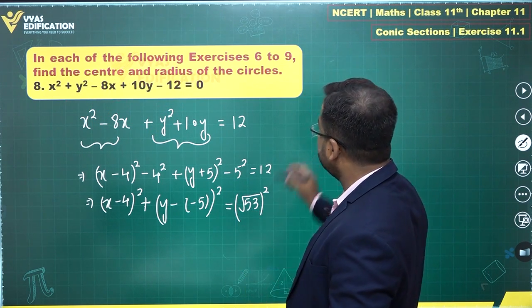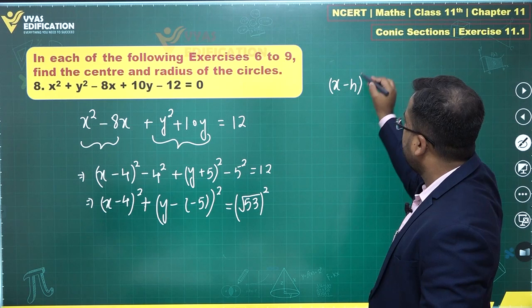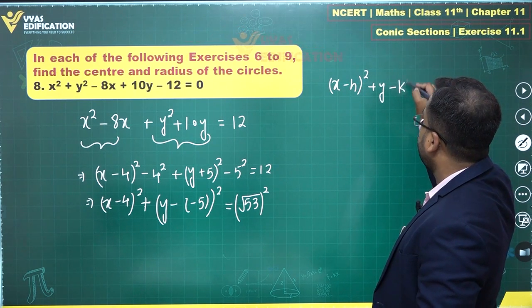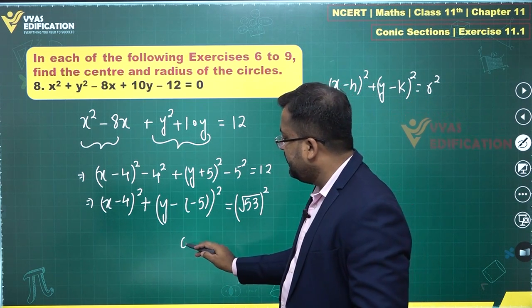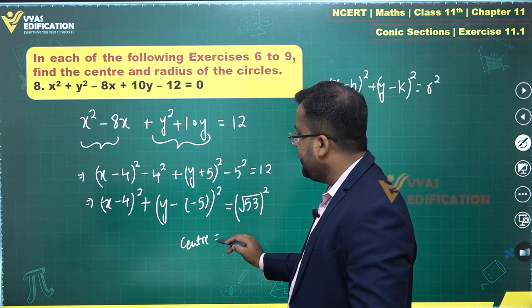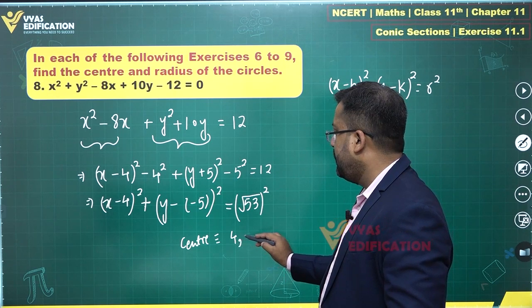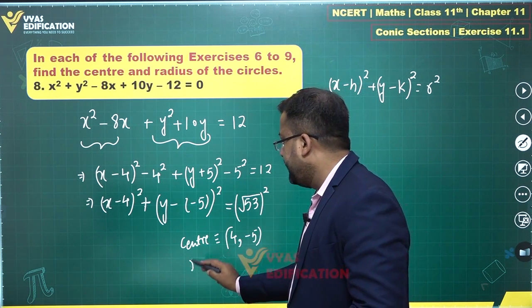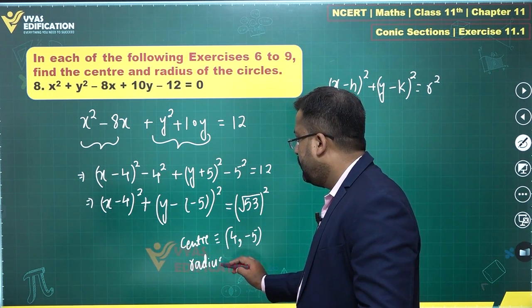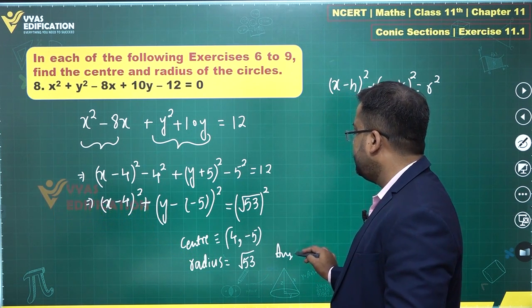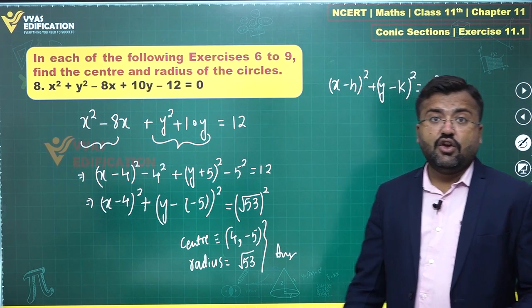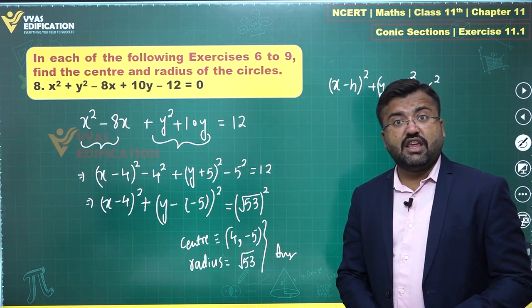On comparing this with the equation (x minus h) squared plus (y minus k) squared is equal to r square, what do you get? The center, which is (h, k), will be (4, minus 5). Radius, which is on the right hand side, will be root 53. That's my answer for this question, as you can see over here, by comparison. This is the 8th question for us.